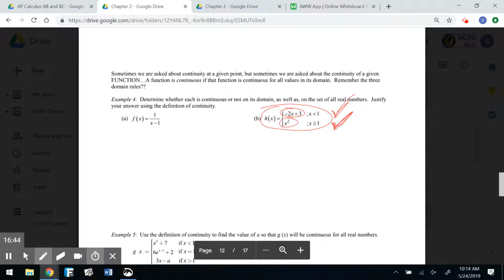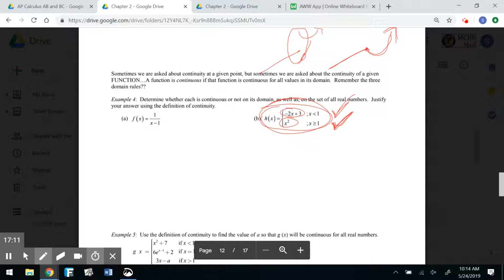Well, it's a piecewise function. So you get sometimes a line and you get a parabola that looks like that. Is that continuous? Not there. There is a jump right there. So what this question is kind of asking is at x equals 1, do that line and that parabola connect? And if they do, guess what? That function is continuous.